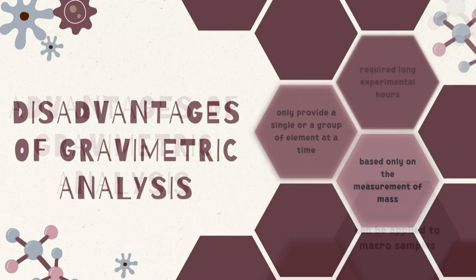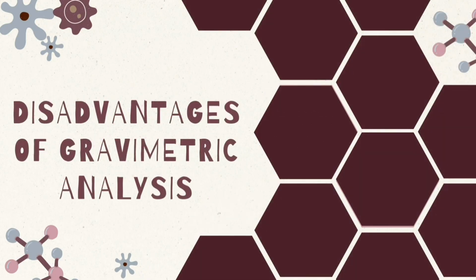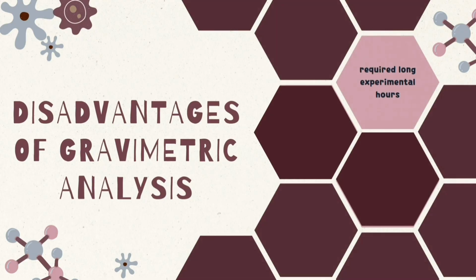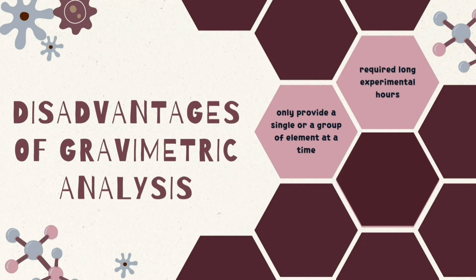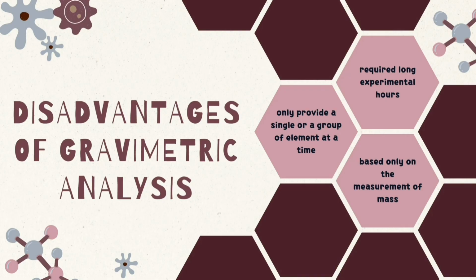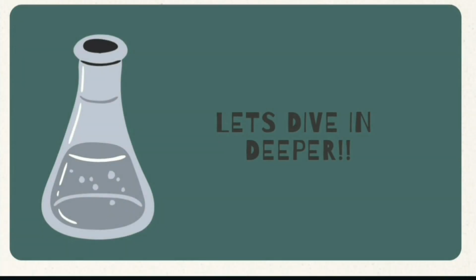Next, disadvantages of gravimetric analysis. Despite its strengths, gravimetric analysis does have a few limitations. First, it often requires long experimental hours, especially during filtering and drying. Second, it can only provide results for a single element or a group at a time. Lastly, the method depends solely on the measurement of mass. So let's dive in deeper.